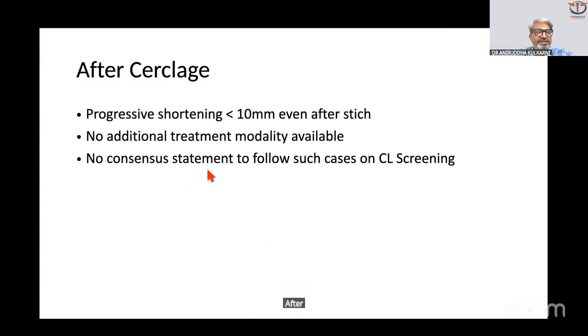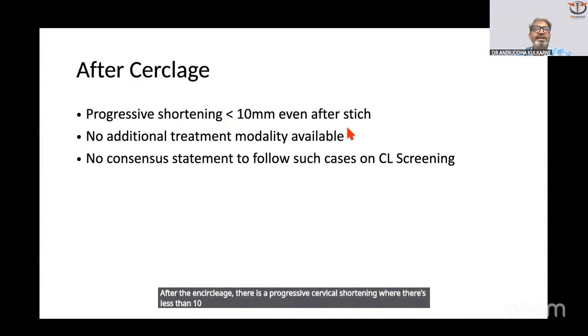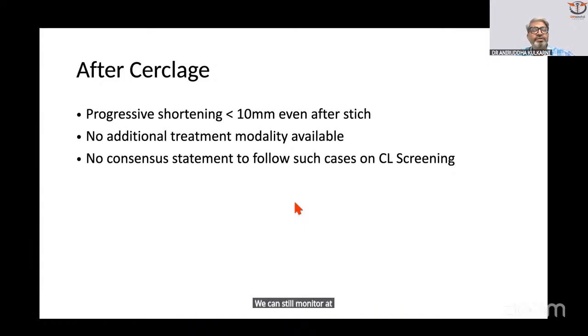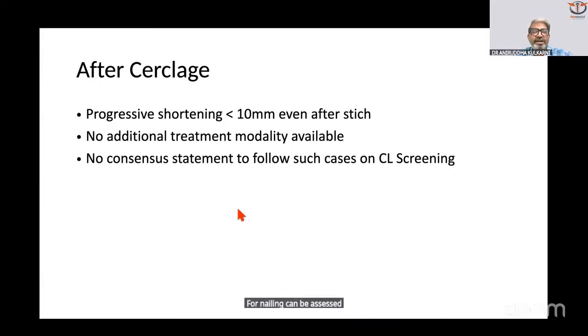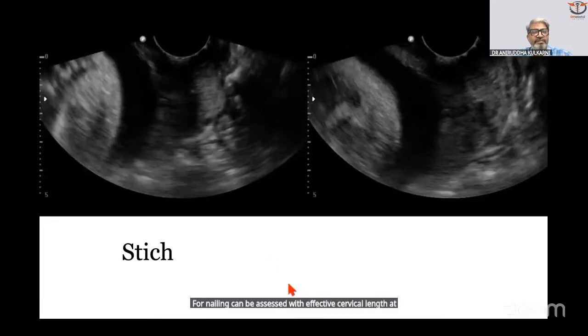After the encerclage, if there is a progressive cervical shortening, where it is less than 10 millimeter, even after the encerclage we can still monitor at a 2 week interval. No additional treatment modality is available as on date for the same. There is no consensus statement to follow such cases in cervical screening, but still, I think cervical funneling can be assessed with effective cervical length at 2 weeks interval.